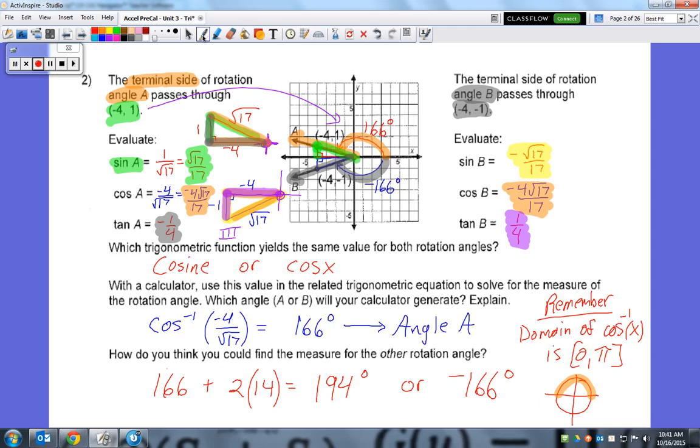All right, so which trigonometric functions yield the same value, basically the same sign? Well, looking at it, this one is going to be the cosine. The cosine are the same values, okay? Otherwise, we just say cosine of x. And then with the calculator, we're going to see what is the arc cosine of this ratio value of -4 over root 17.